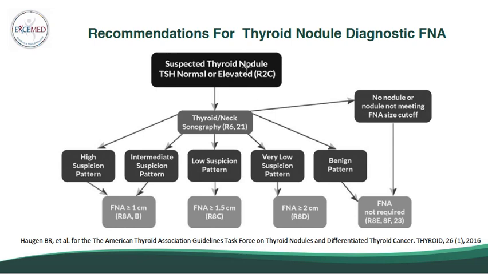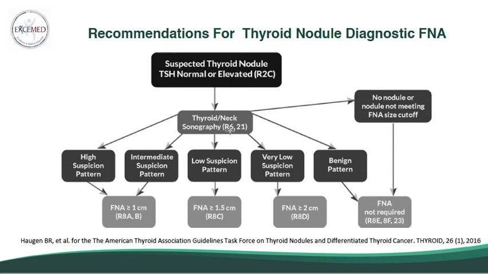So if you have a patient with a suspected thyroid nodule with a normal or elevated TSH, then you do a thyroid neck ultrasound. If you have a suspected thyroid nodule with a suppressed TSH, the risk of malignancy is very low, so you might opt to observe and treat the hyperthyroidism or subclinical hyperthyroidism if indicated. You are not required to do a thyroid ultrasound at that point. But if it's normal or elevated, then you proceed with neck ultrasonography.